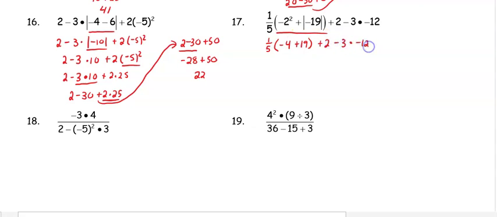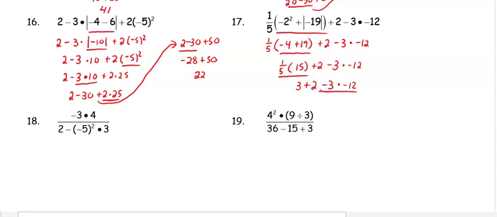Then I'm going to finish in the parentheses. So negative 4 plus 19 is 15, so we have 1/5 times 15 plus 2 minus 3 times negative 12. Then we're going to multiply. So we have the 1/5 times 15, which is 3. So 3 plus 2 minus 3 times negative 12.